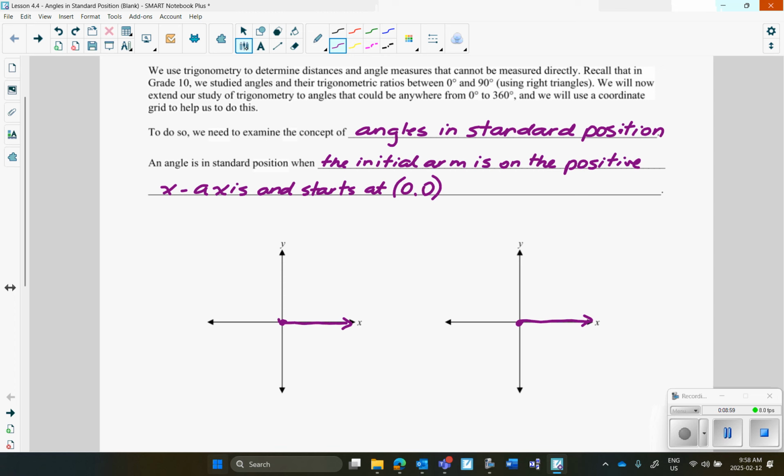So the terminal arm also starts at the origin. The terminal arm extends into one of the quadrants. Just remember, there's 4 quadrants on the coordinate grid. It all depends on the angle.